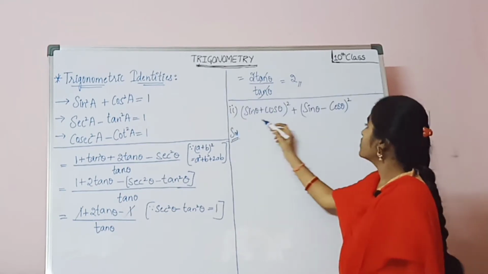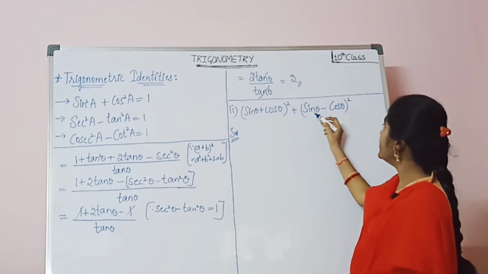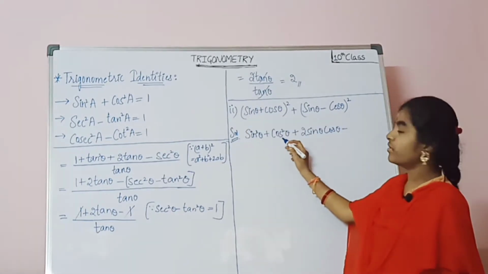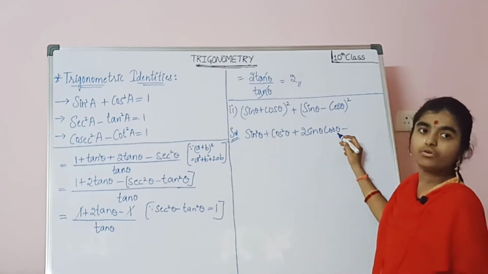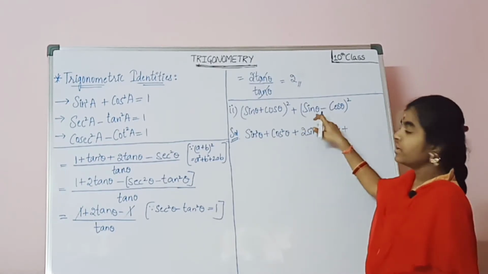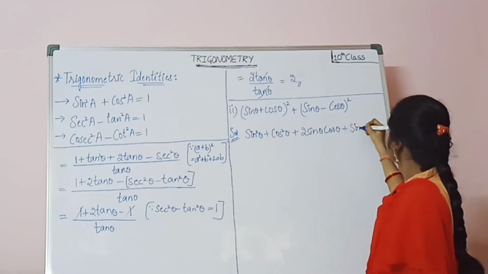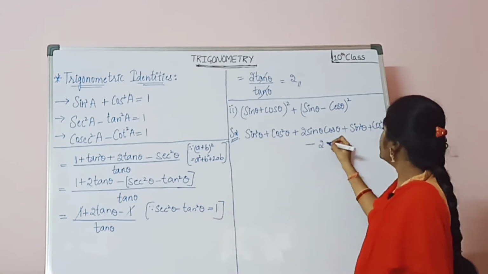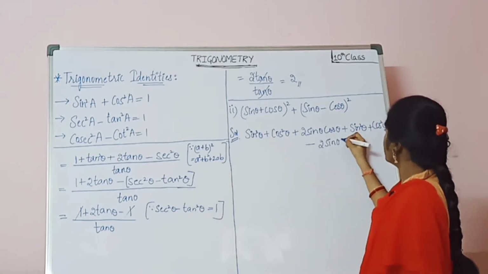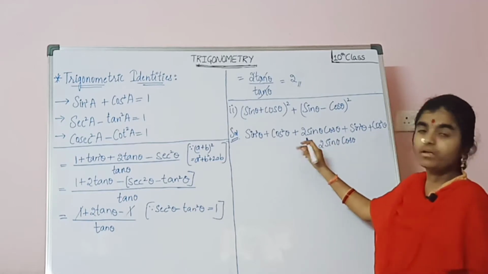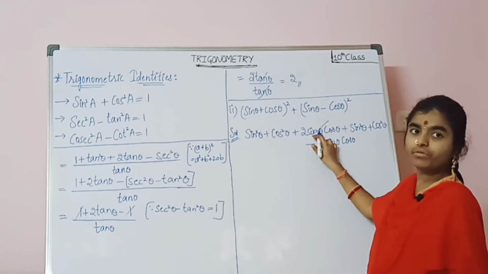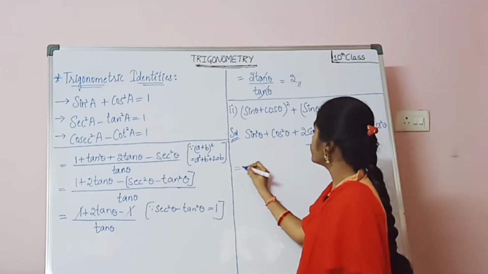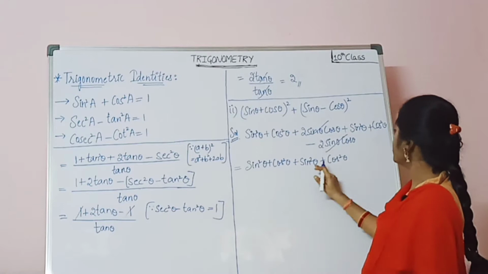Next, second bit. What is the question? (Sin theta plus cos theta) whole square plus (sin theta minus cos theta) whole square. This is in the form of (a plus b) whole square: sin square theta plus cos square theta plus 2 into sin theta into cos theta, plus, this is in the form of (a minus b) whole square: sin square theta plus cos square theta minus 2 into sin theta cos theta. Now plus 2 sin theta cos theta and minus 2 sin theta cos theta both are cancelled. So that equals sin square theta plus cos square theta plus sin square theta plus cos square theta.